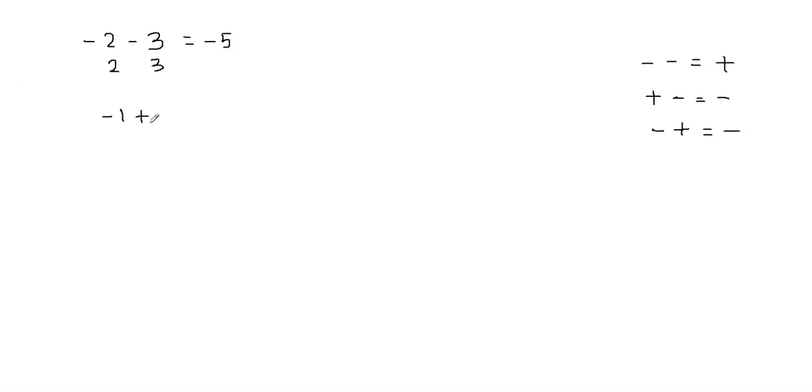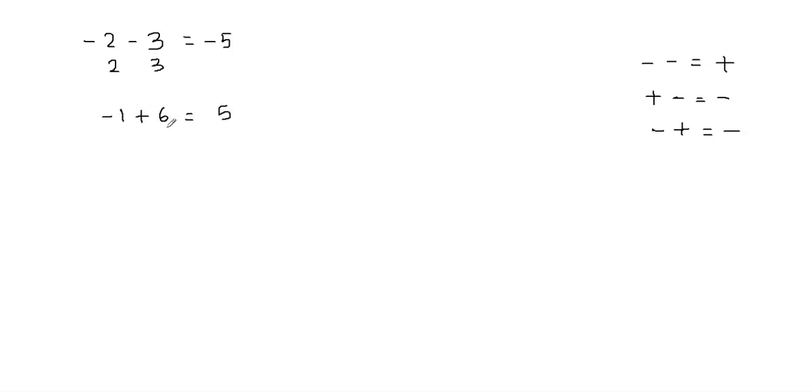-1 plus 6. Okay, so I see the opposite signs, right? This is negative and this is positive. So you have unlike signs. Whenever you have different signs, whenever you have unlike signs, you need to subtract the numbers, right? So now you know that you have to subtract. 6 minus 1 is going to give you 5.